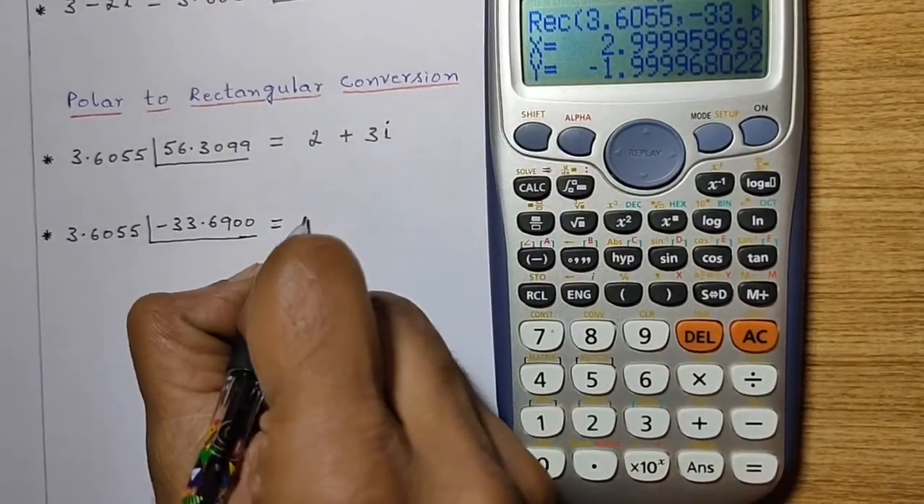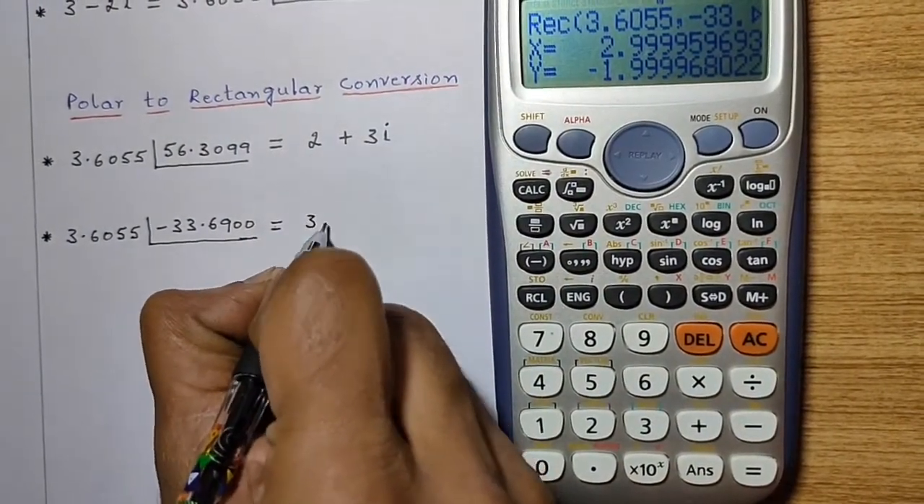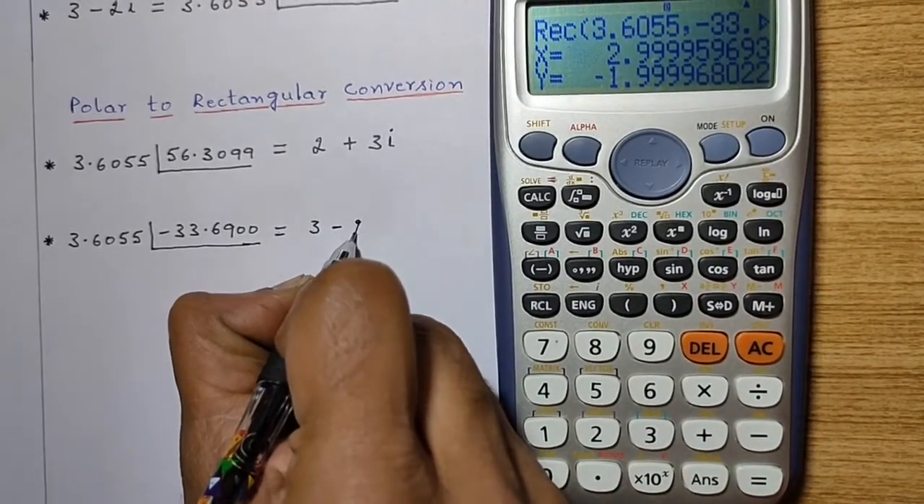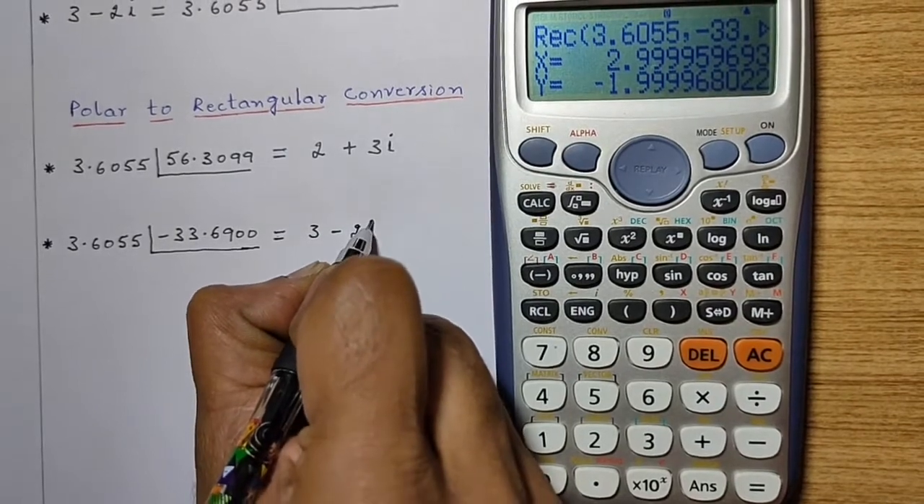The x will be 2.9999 and y will be minus 1.9999. So we are approximating that to the next value. Therefore the answer we are going to get is 3 minus 2i.